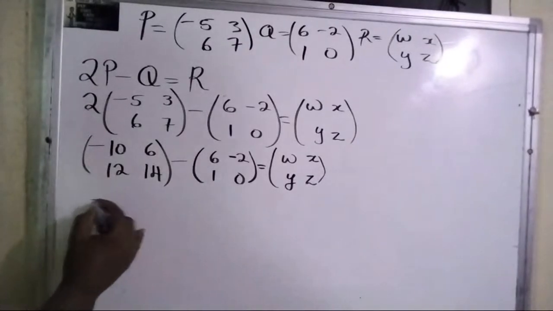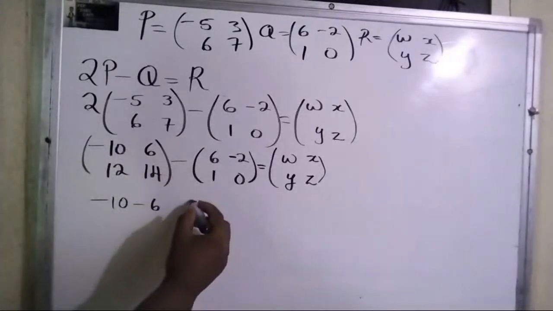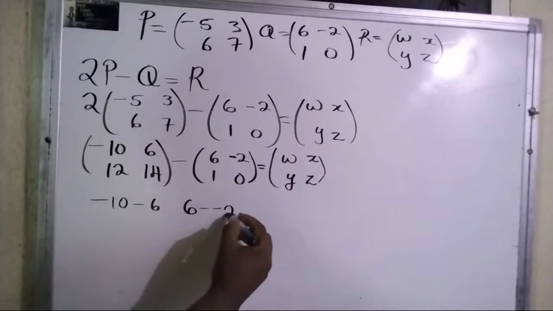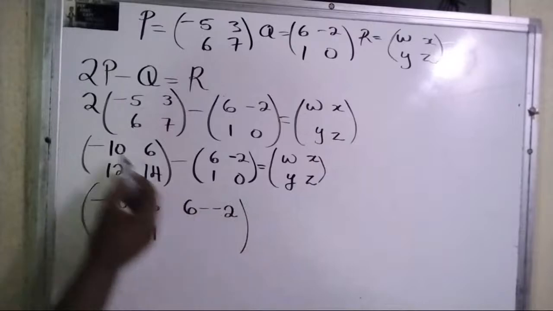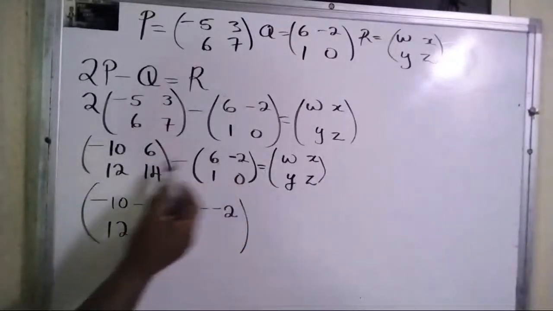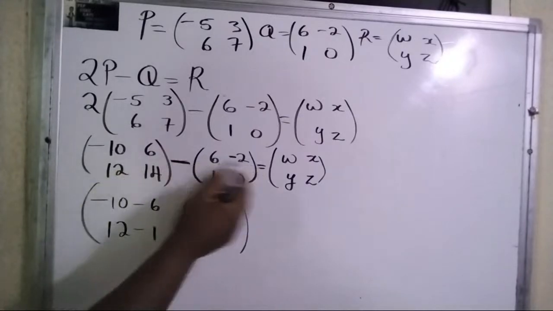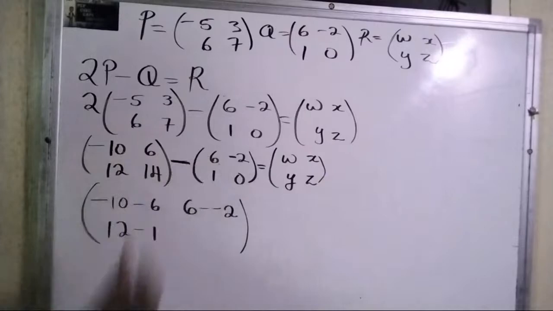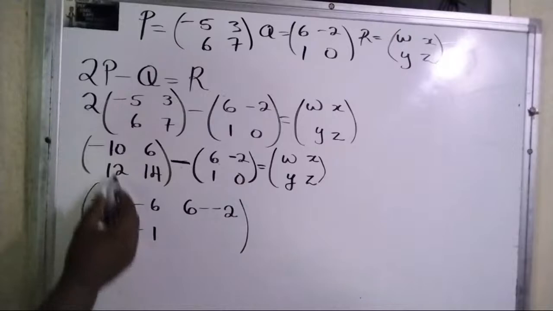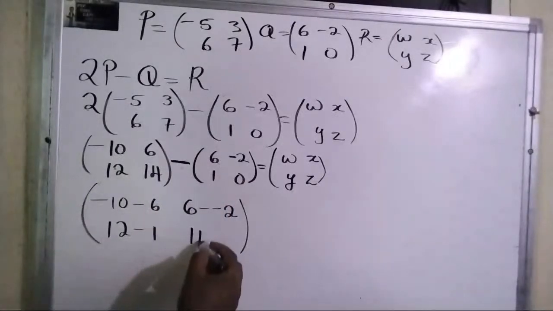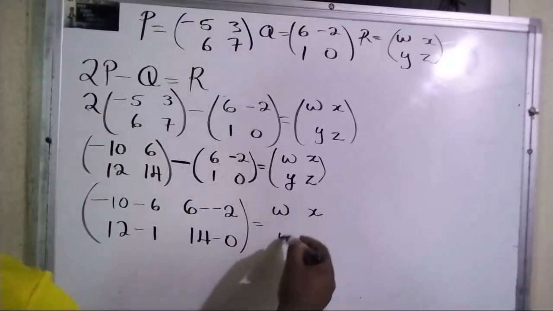So that's negative 10 minus 6. Careful with the sign. 6 minus 2. 12 minus 1. Because remember, it's the corresponding entries: this matches with this, matches with this. But remember, there's a minus in the middle. A common error is that students just do 6 minus 2, or just put 1 minus. It should be 2, since you have the minus here and this is negative 2. 12 minus 1 and 14 minus 0. And that must equal w, x, y, z.